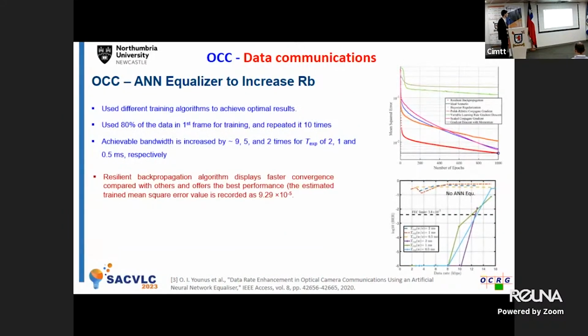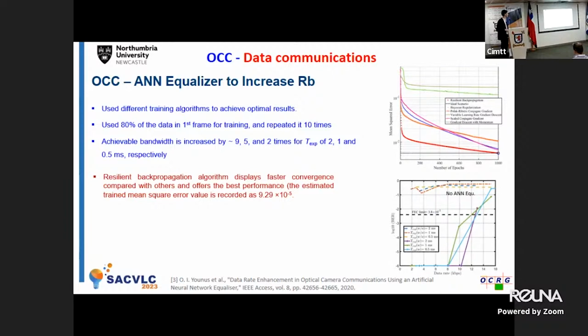Okay, we looked into different algorithms to train the machine, and which one offers the best way. You can see the different algorithms used to train that machine. This paper is already published at IEEE Access. If you want to look into these different algorithms, you are welcome to look into the paper.